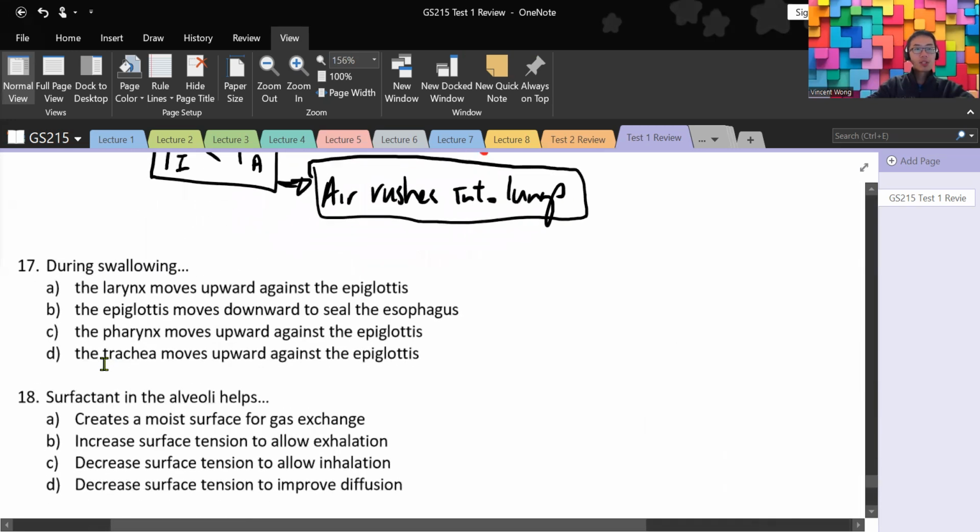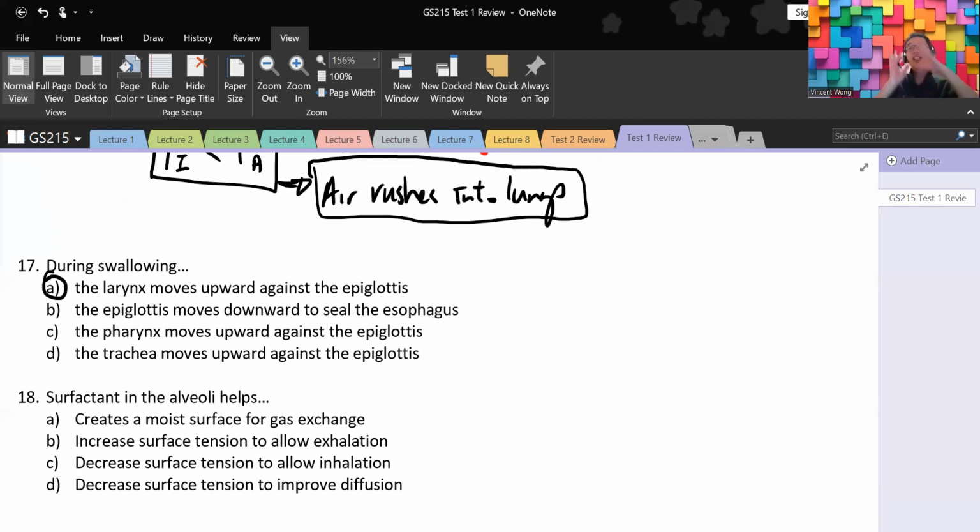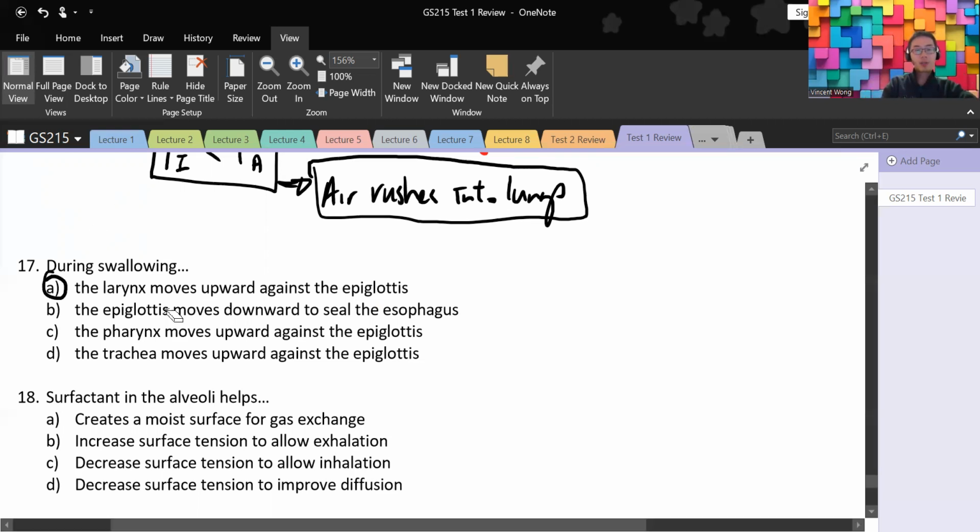Just a couple more questions here. During swallowing, what happens? The larynx moves up against the epiglottis. That's the correct one. I told you in class, right? If you put your hand on the throat here and you swallow, you can feel it go up. That's the larynx pushing against the epiglottis, sealing the airway, so the food does not go down the wrong tube.